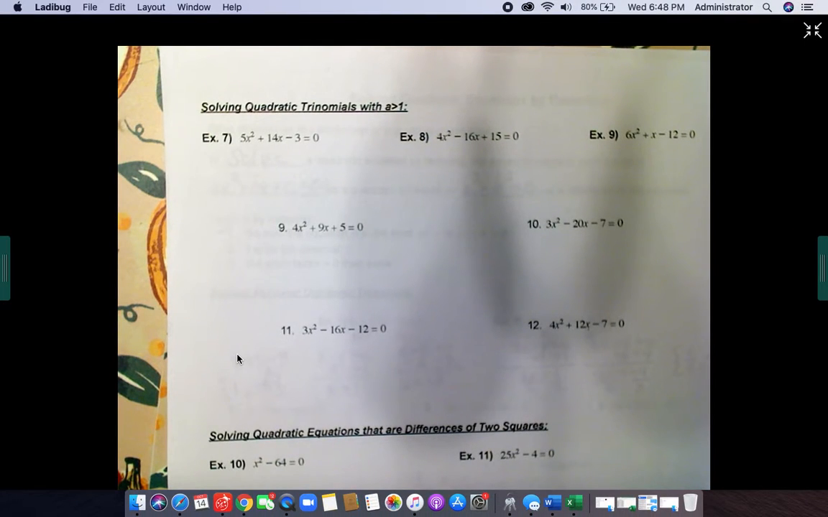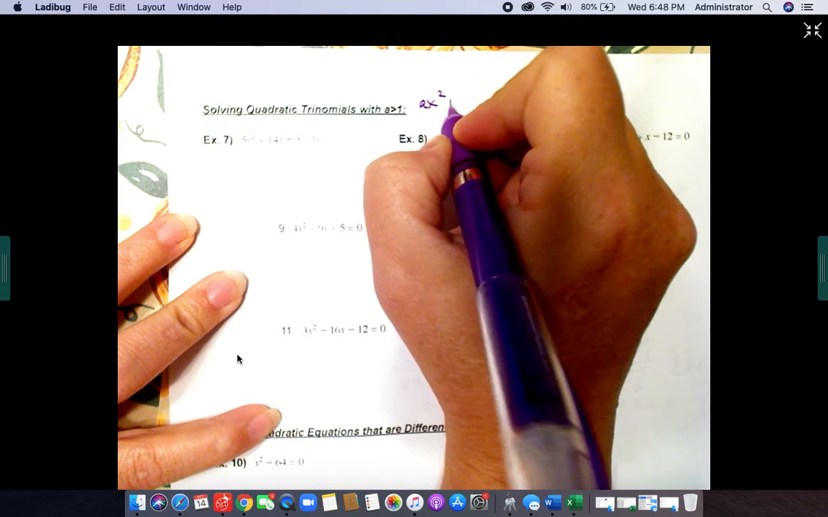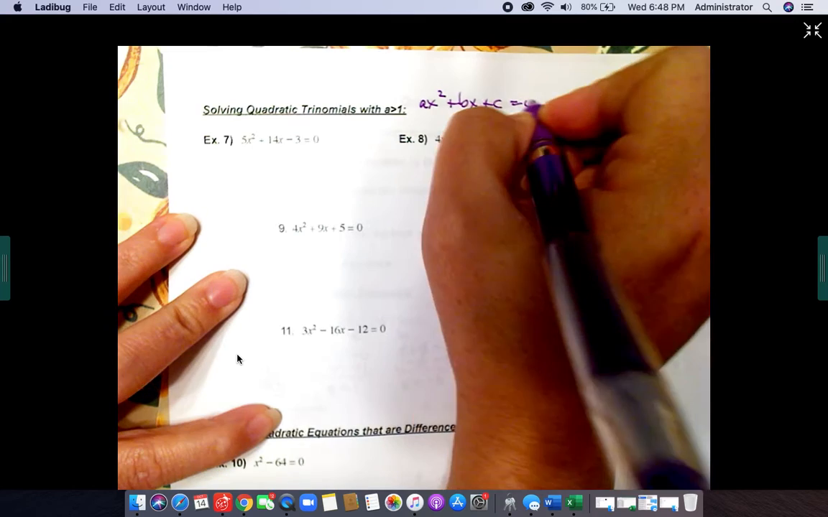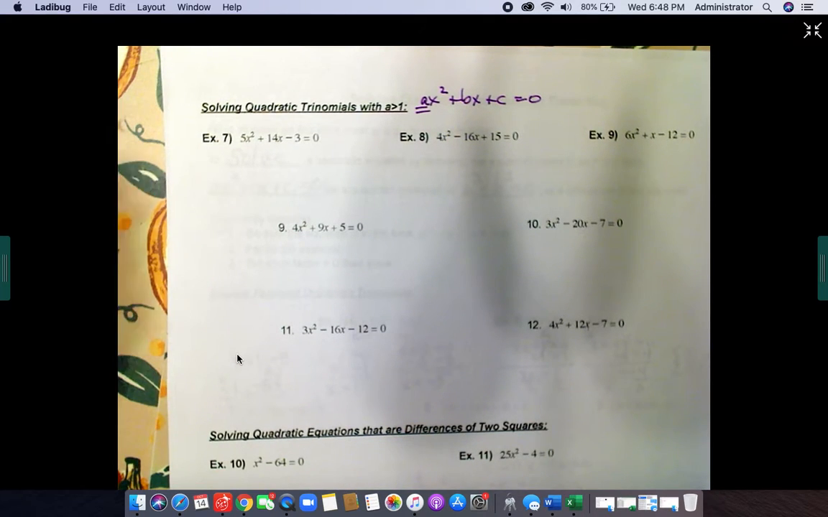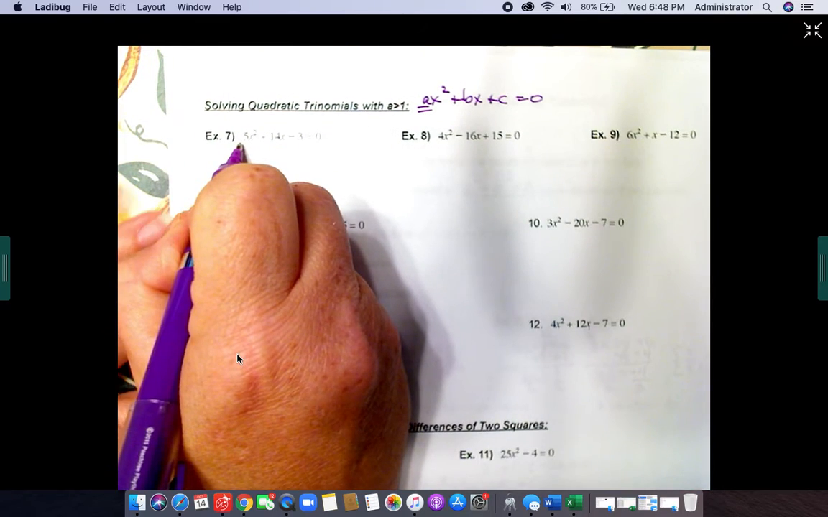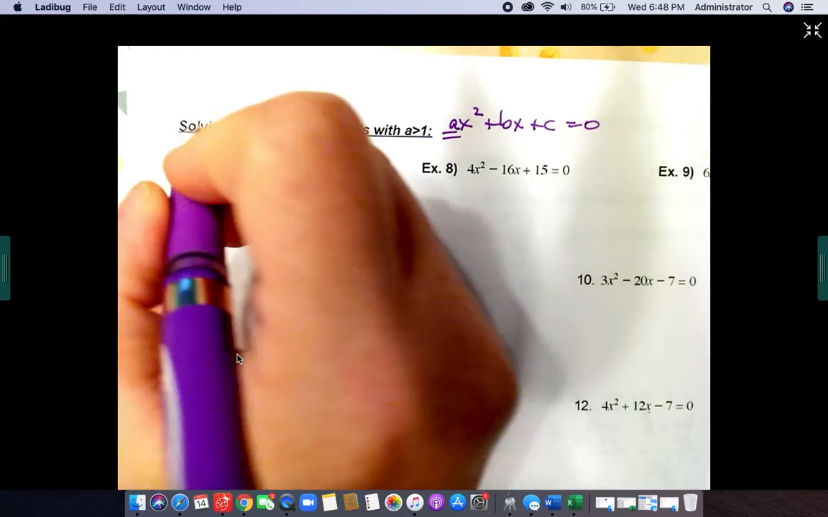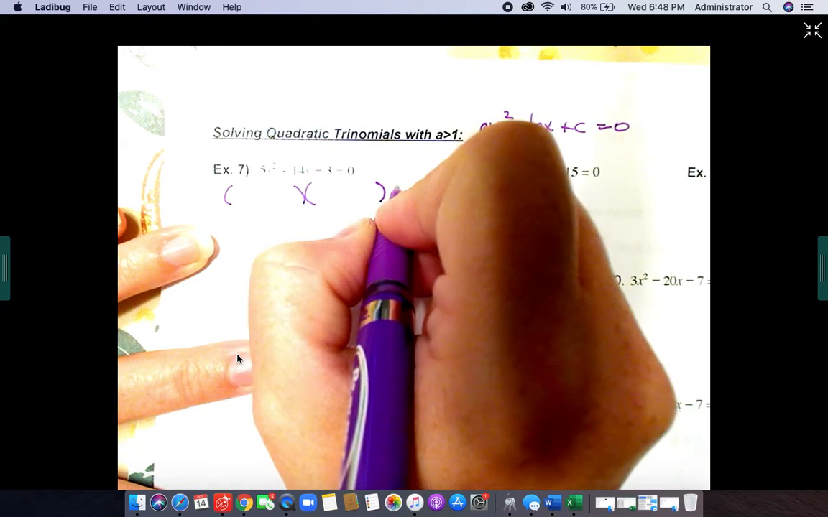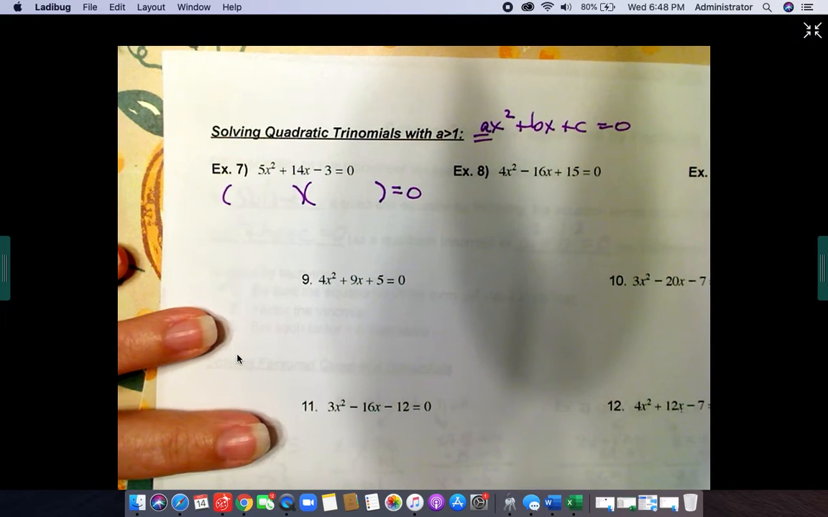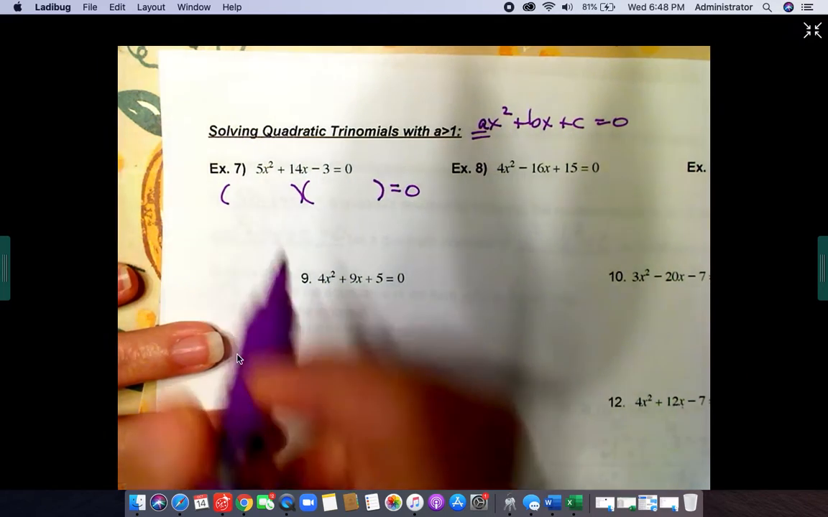So recall that again, the a value that we are referring to is in ax squared plus bx plus c equal to 0. We're talking about the leading coefficient, the number in front of x squared. And we can see that that's true here with example 7. So 5x squared plus 14x minus 3. So same structure as what we just talked about with the a equals 1. We get 2 binomial factors.